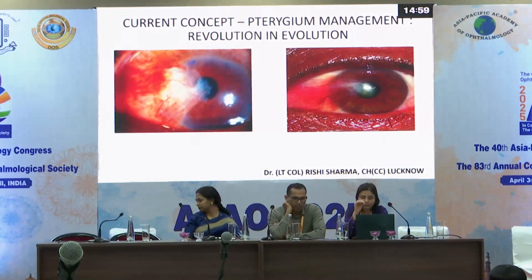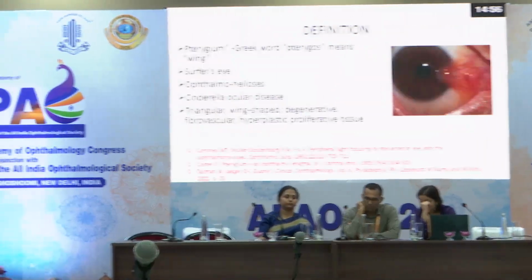I'll be talking about the historical perspective of pterygium. Pterygium is derived from a Greek word pterygios, which means wing, a surface eye disease of ophthalmoheliosis, a Cinderella's ocular disease, truly defined as a triangular wing-shaped degenerative fibrovascular hyperplastic proliferative tissue. The initial pterygium belt was described by Cameron, 37 degrees north and south of the equator, 0.3 to 29% worldwide, and in India, 9.5 to 13%, more in rural areas.